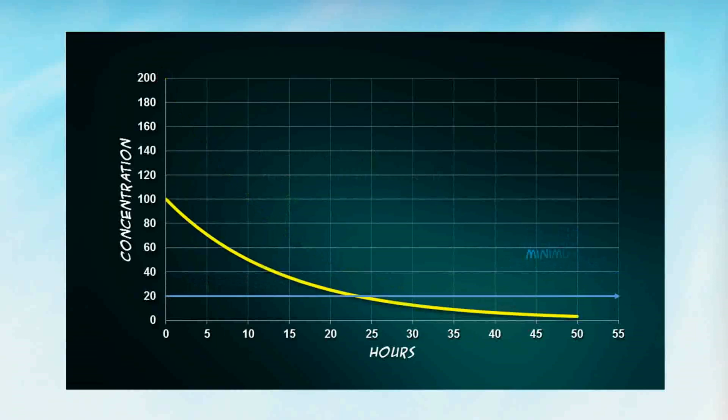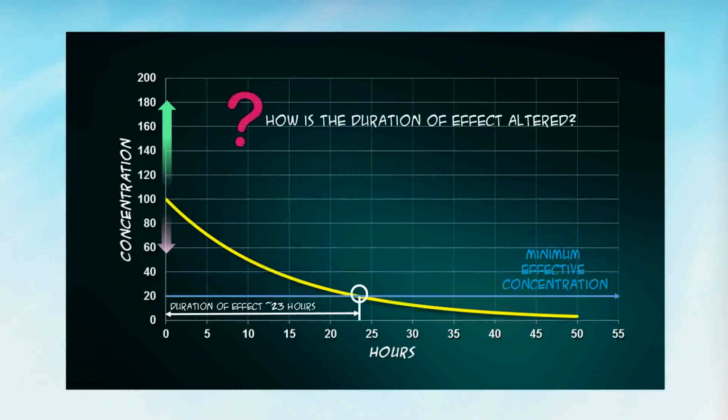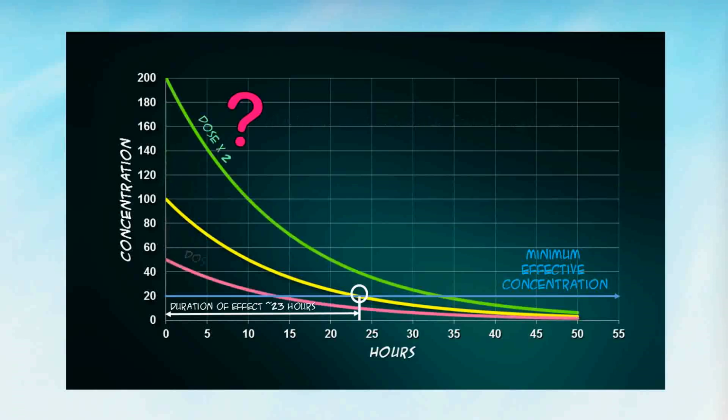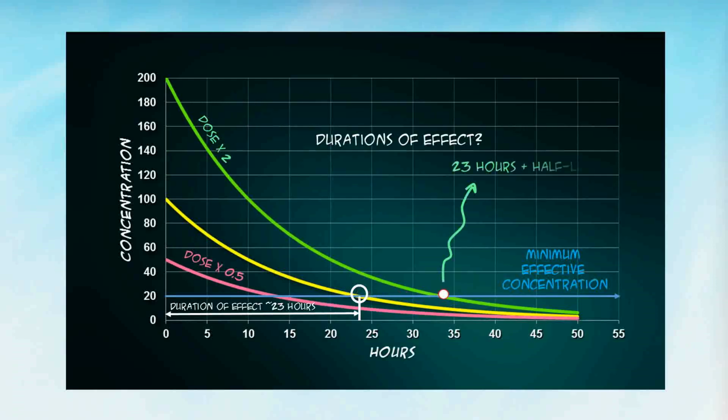Now let me take this a little bit further. Let's say you double or half the dose. Would you correspondingly double or half the duration of effect? The answer is no. Take a look at these plots. When you double or half the dose, the duration of effect will increase or decrease by the value of a half-life respectively.